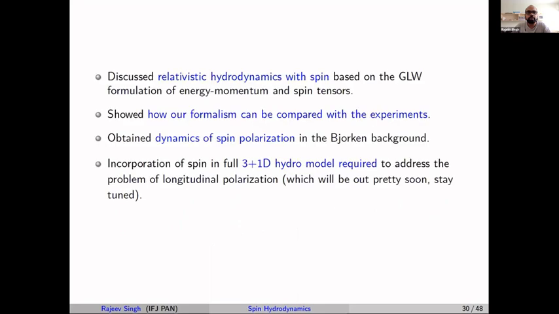So I'll go to the summary. Since this was the first exploratory work to know how our formalism works, we are still not able to explain the data. But we can explain it because we are now doing numerical 3+1 hydro simulations, which will be coming out pretty soon, and we are pretty sure that this 3+1 numerical simulation will be able to explain the experimental data. Thank you.